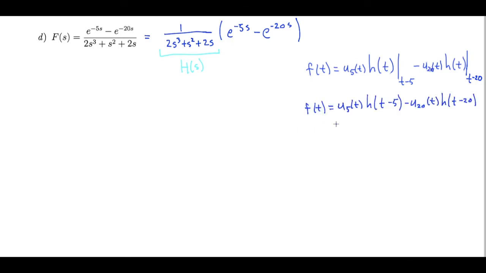Or alternatively, I could write it in this structure here. Once I've found my little h, I need to plug in t minus 5, multiply by u sub 5, do the same thing with t minus 20 and u sub 20, and that'll be my final solution. It sounds so simple, but unfortunately, this capital H of s is kind of a beast.